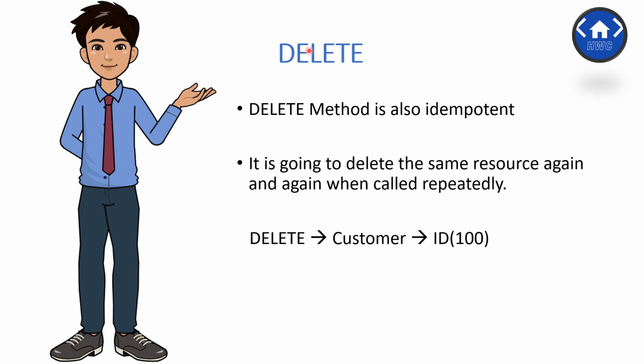And the DELETE method. The DELETE method is also idempotent because it is going to delete the same resource again and again when called repeatedly. For example, if I want to delete the customer whose ID is 100, in the first call itself, the customer data will get deleted. If I keep on passing the same ID, then no other resource will get deleted. It will try to delete that particular customer alone. So DELETE is also idempotent.